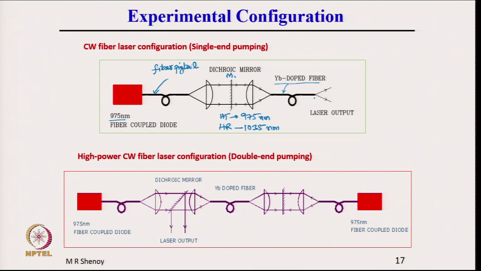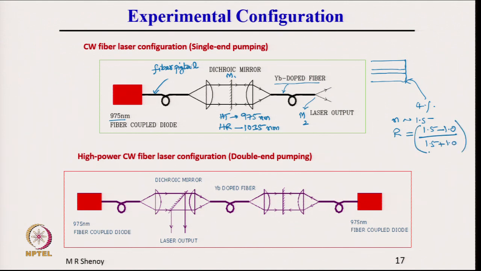Where is the mirror M2? In this case, the cleaved fiber end itself forms a mirror M2. Let me show the fiber end enlarged. This is the cleaved fiber end. It would provide a reflection of 4%, because the refractive index n is nearly 1.5. Therefore, the reflectivity R is equal to (1.5 minus 1.0, that is the air refractive index, divided by 1.5 plus 1.0) whole squared. That is 0.2 squared, which is 0.04, so the reflectivity is 4%.